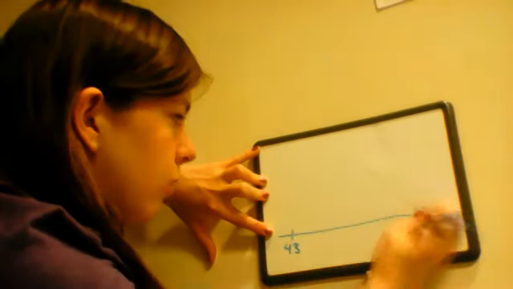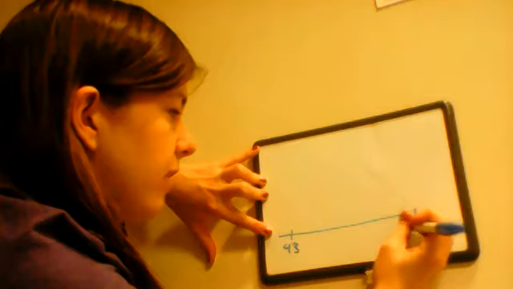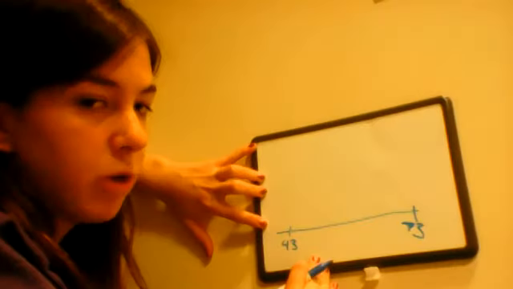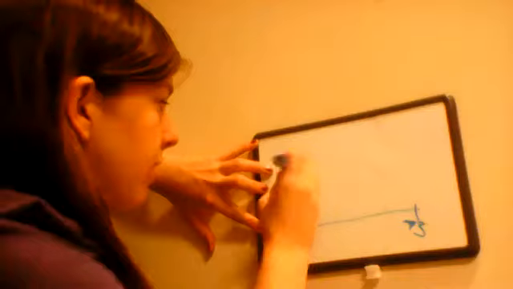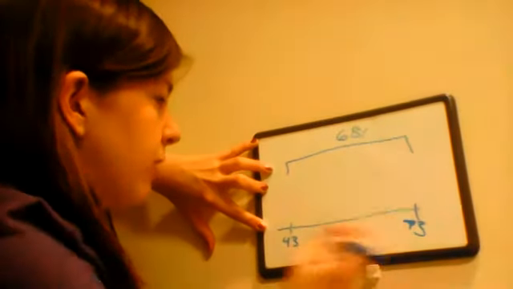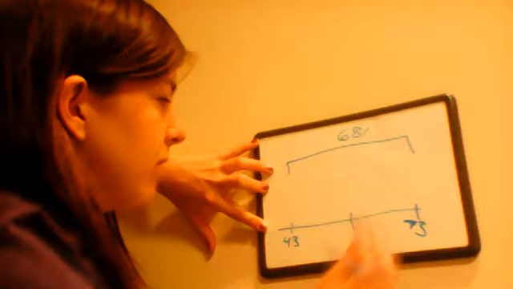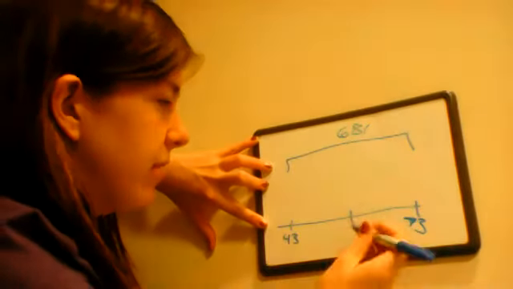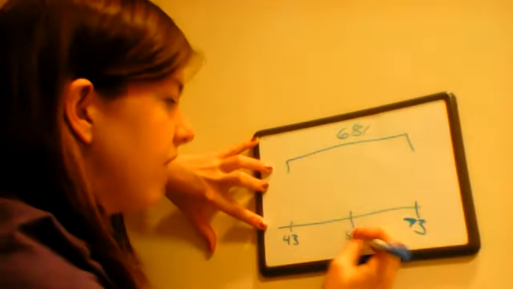But if you go back to your problem that said scores between 43 and 73, it said that 68% of people scored between 43 and 73. So if you know you have 68% of people between 43 and 73, you find your mean by adding them together. 43 plus 73 divided by 2 is 58.